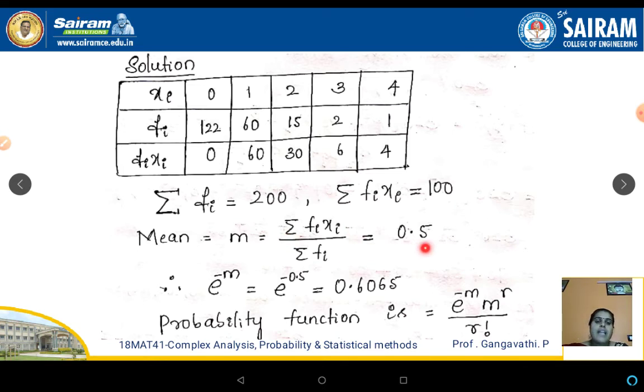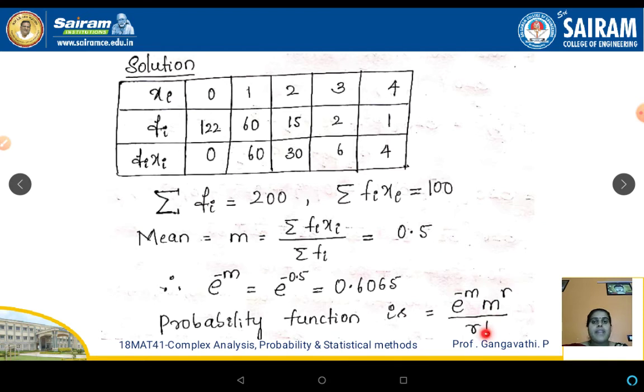So which gives the value as 0.5. Mu value is 0.5 here. Our mean can be taken as m also. So evaluate what was here, e to the power of minus m, that is e to the power of minus 0.5, which gives the value as 0.6065.